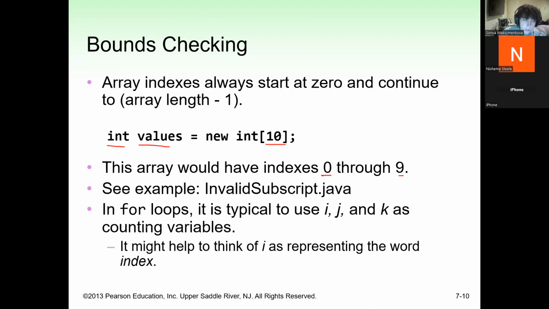In for loops, whenever you're going to be using your for loops, you will typically see I, J, and K used to count the variables. And if it helps you, you can think of I as the word index. So you will see that whenever you loop through your for loop, people will use in many examples the I for the name of the variable that's going to count through your array.